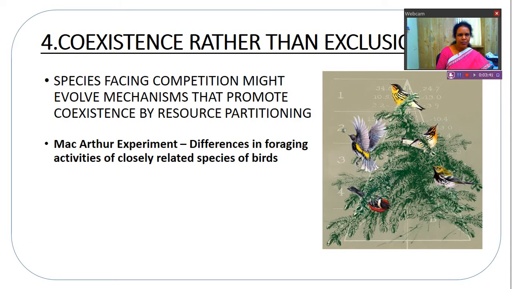That means they distribute the resources to coexist. So for this phenomenon, there were experiments conducted by MacArthur, which is called the MacArthur experiment. And here you can see warblers, or birds, foraging at different places of the tree. So different foraging activities of different species of birds made them coexist successfully. So competition also helps in coexistence by resource partitioning.